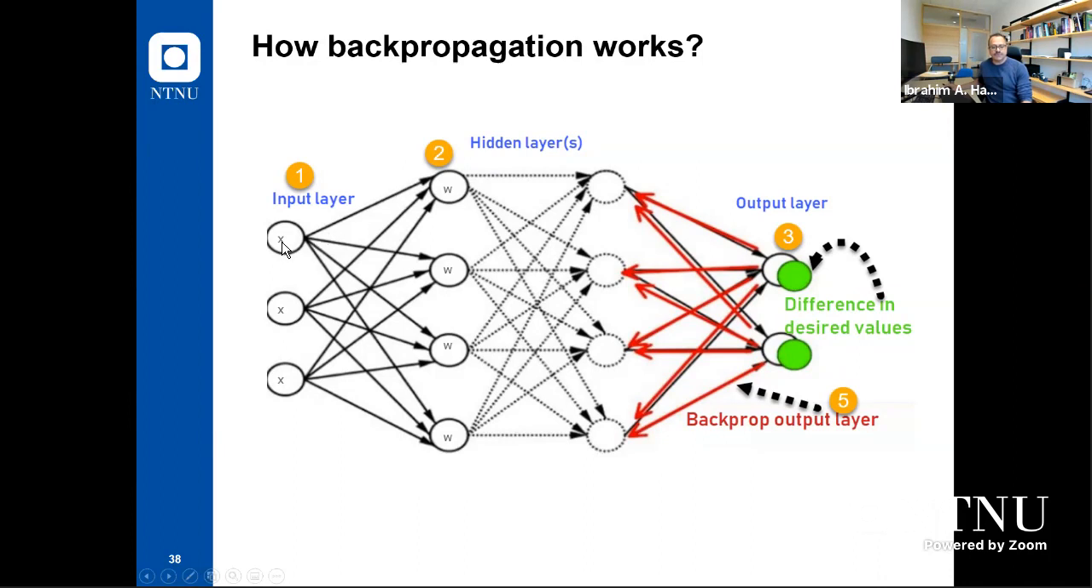So for example, x1 is connected to this one by using omega 1,1. This one is omega 1,2. This one is omega 1,3. This one is omega 1,4. This one is omega 2,1, omega 2,2, omega 2,3, omega 2,4. So in fact, the weights of this layer, we can write as a matrix. The dimension of this matrix will be 3 times 4, because we have 3 features, 3 inputs, and the first hidden layer has 4 neurons. So the dimension of omega here will be 3 times 4, correct?